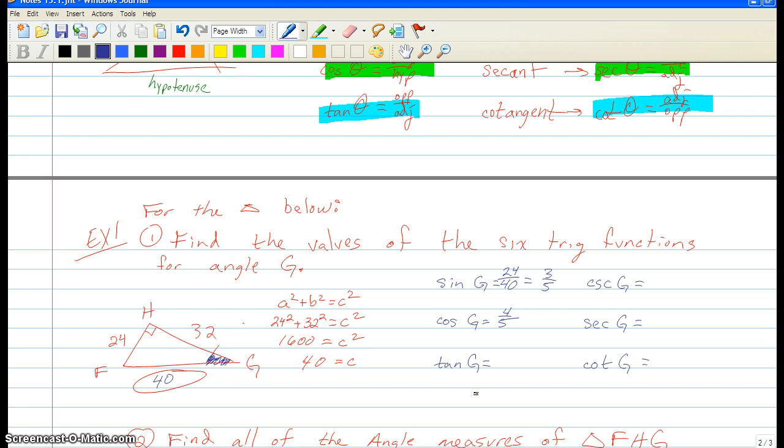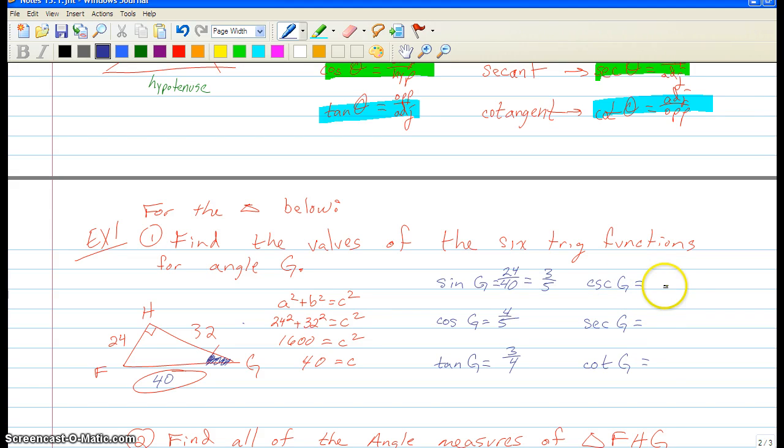Tangent of g is opposite over adjacent, so it's 24 over 32, which then reduces to 3 over 4. Right? Any questions on getting those? Those are straight geometry stuff. You've already done that. Okay?